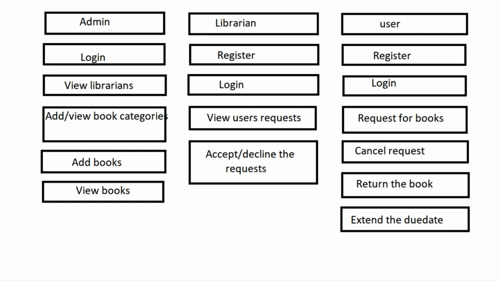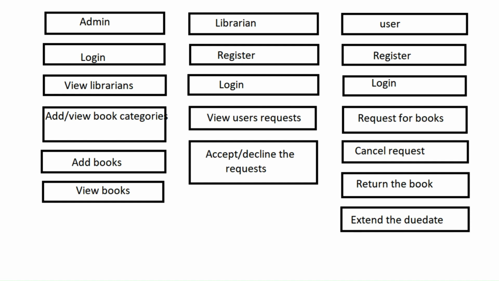The librarian can accept or decline that request. If the librarian accepts the request, the user can borrow that book. After using it, the user can return the book. They can send a return request to the librarian. If the librarian accepts the return, the book is returned. If the user wants, the user can also extend the due date of the book. This is the flow of this website.